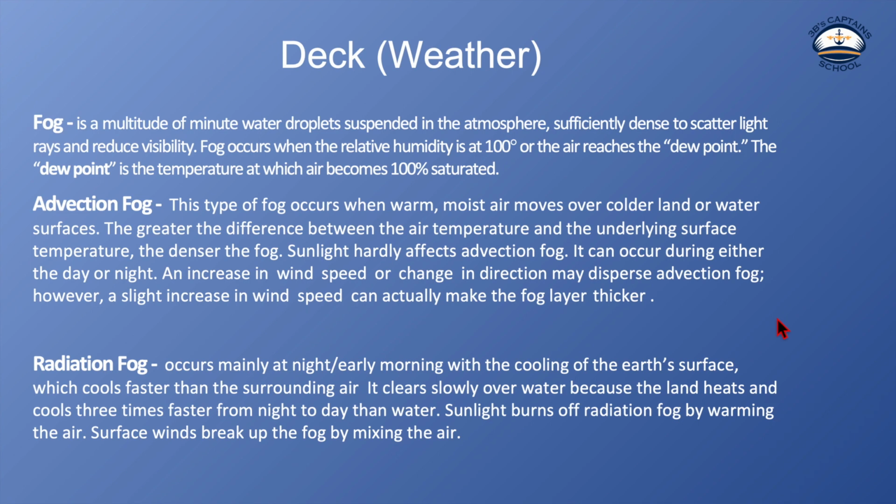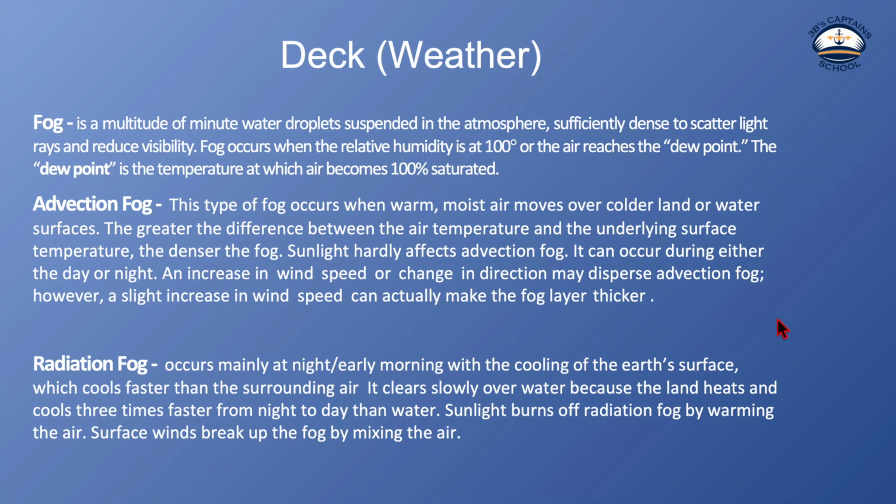Radiation fog occurs mainly at night and early morning with the cooling of the Earth's surface. It clears slowly over water because the land heats and cools 3 times faster from night to day than water. Sunlight burns off radiation fog by warming the air. Surface winds break up the fog by mixing the air.